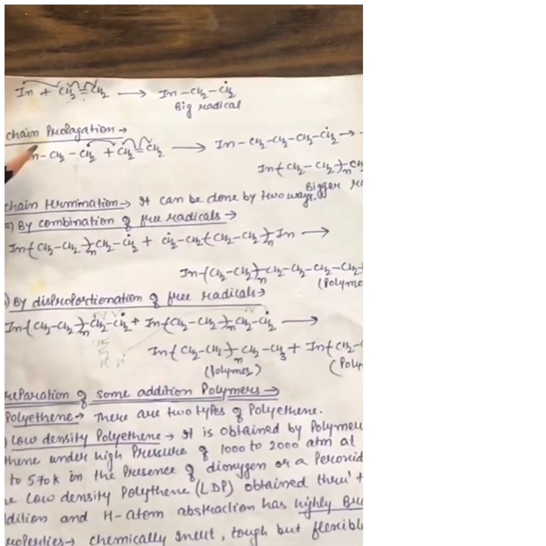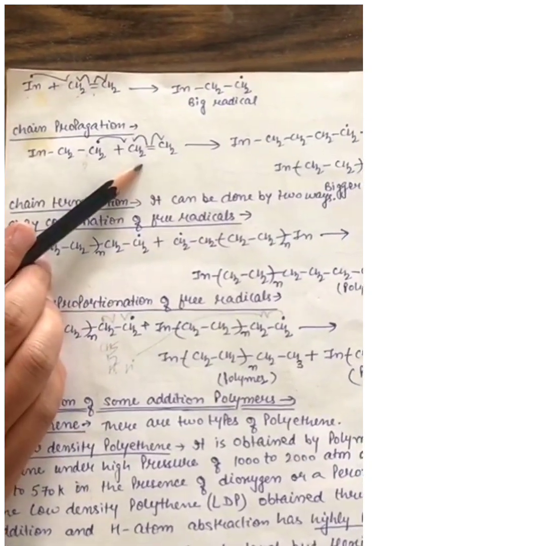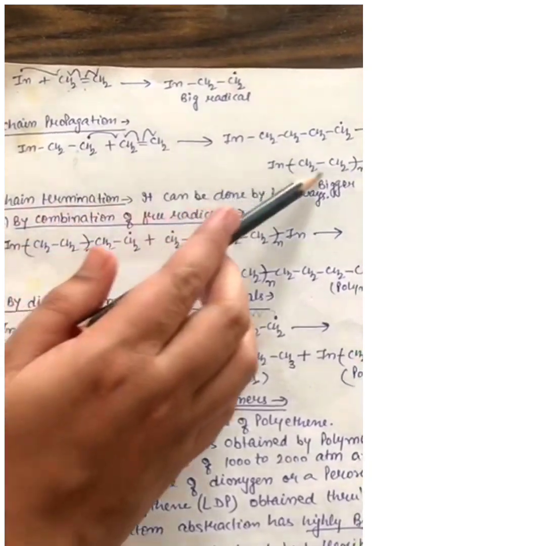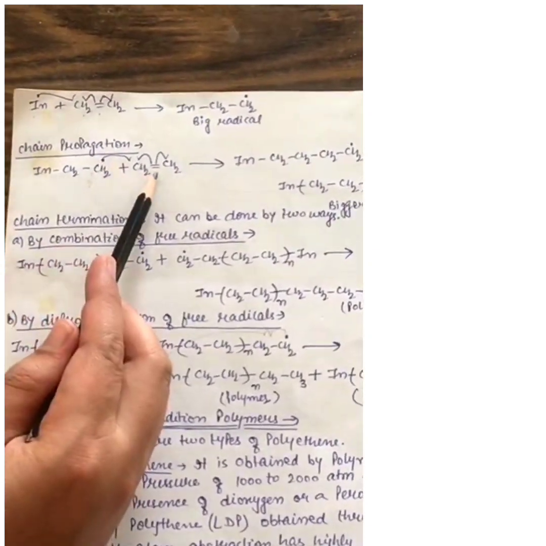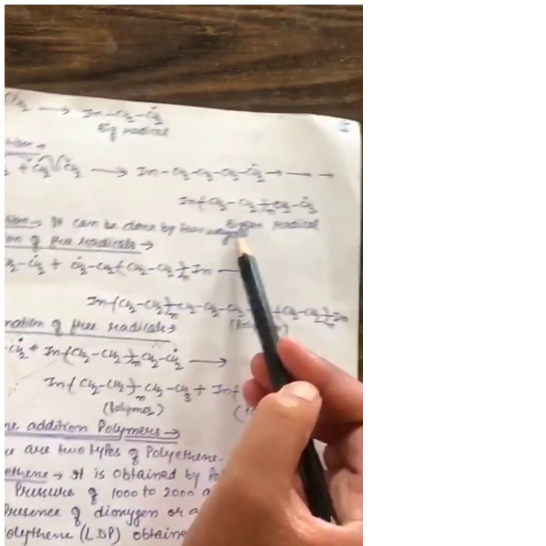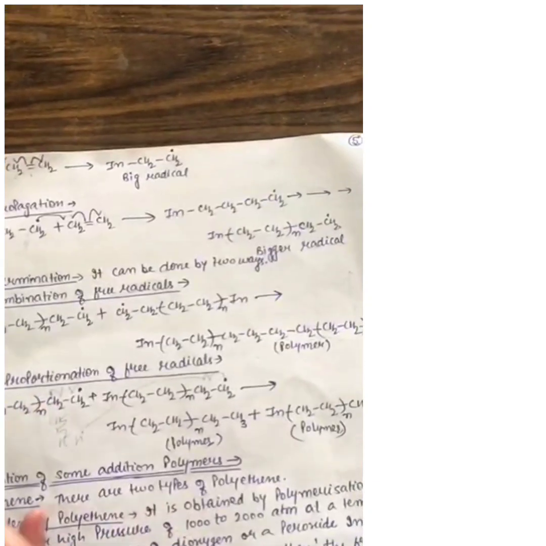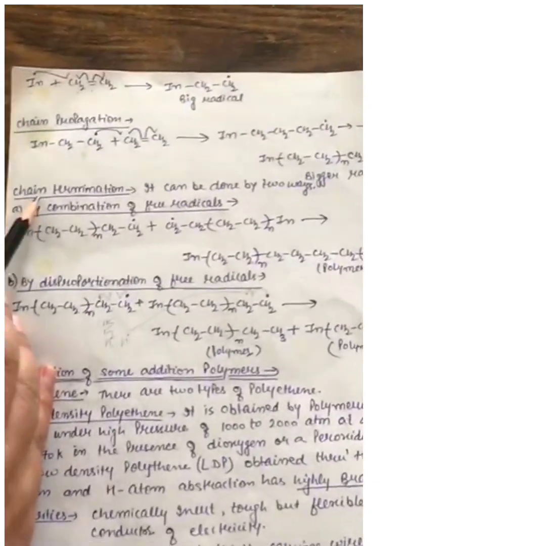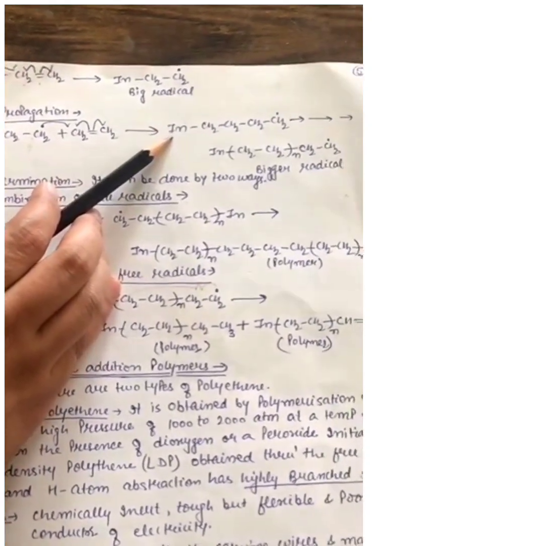Now we discuss the second step, that is propagation. In propagation, this radical will attach to another molecule, and this chain will continue. As you see, this radical is combining with this ethene molecule, the chain is going on, and we are getting a bigger radical. Now the last step is chain termination. That is, we have to stop this chain so as to get our polymer.